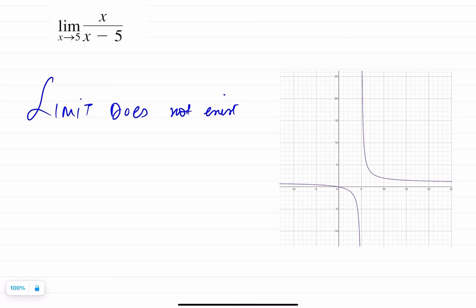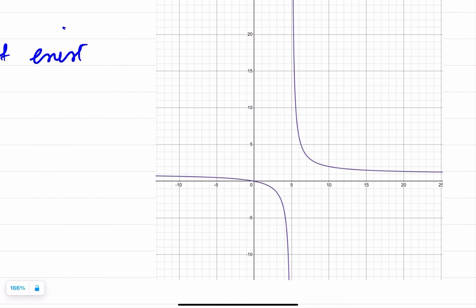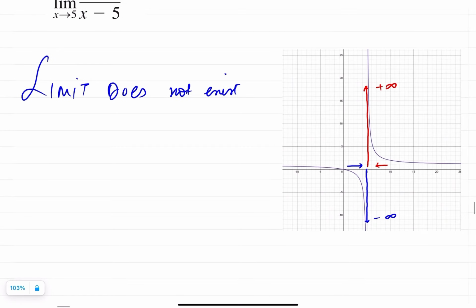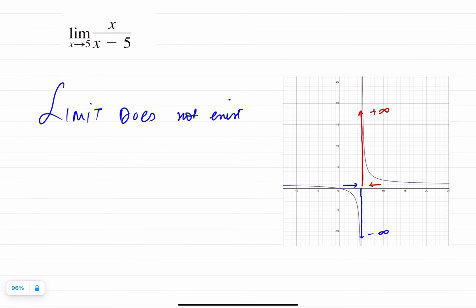So here too in the graph we can check that. If we approach x from the negative side, the output that we are getting is negative infinity. If we approach it from the right side, the output that we are getting is positive infinity. So the limits for the left hand side and right hand side are not equal. They are not approaching a real number. So in that case, the limit will not exist, because this forms the asymptote x minus 5.